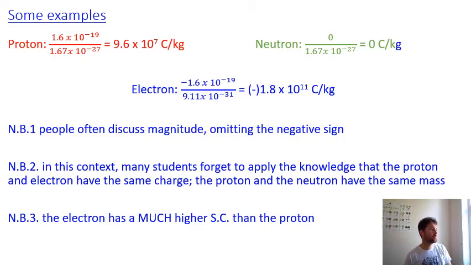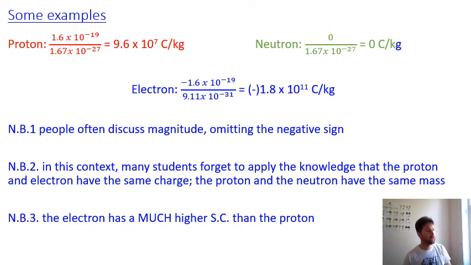Just some notes, NB, take note if you like. People often talk about magnitude. So we'll often compare the proton and the electron. When we're comparing them, we're implicitly comparing the magnitude, and we assume knowledge of that negative sign. But in an exam, you should put that there. In this context, I quite often see examples of students forgetting that these two items have the same charge, even though they can tell me that when asked directly. Hidden in a question, people maybe forget.